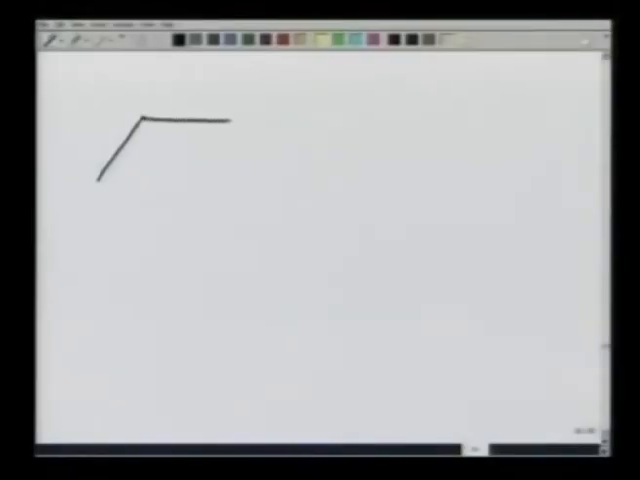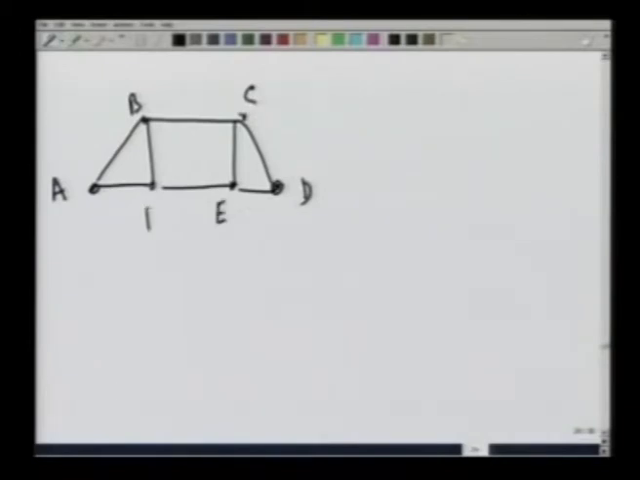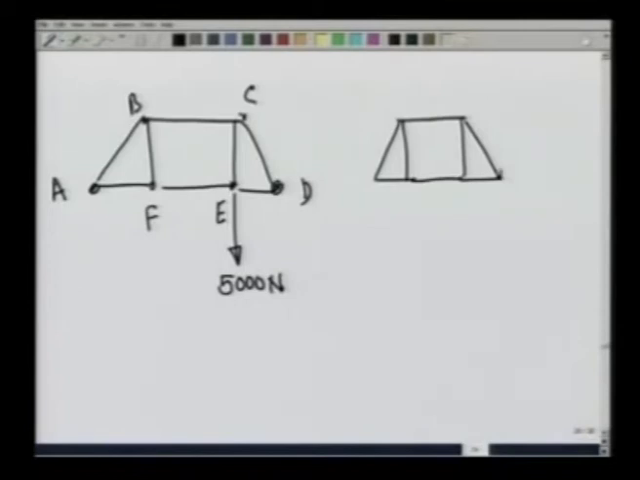So, first thing is to get the forces at A and D and then go to other joints from there onwards. So, let us do that. To get the forces at points A and D, let me make this again: A, B, C, D, E and F. There is a force of 5000 newtons acting downwards. Let me take the entire truss as one unit. Let the normal reaction at D be ND, let the normal reaction at A be NA, and there is this force acting downwards of 5000 newtons.